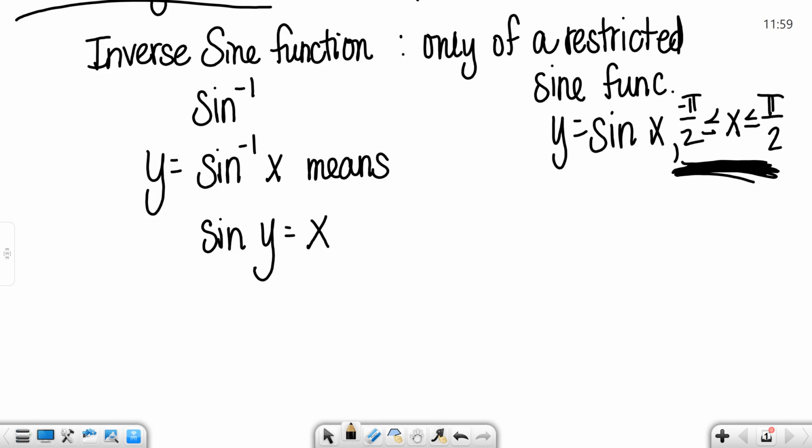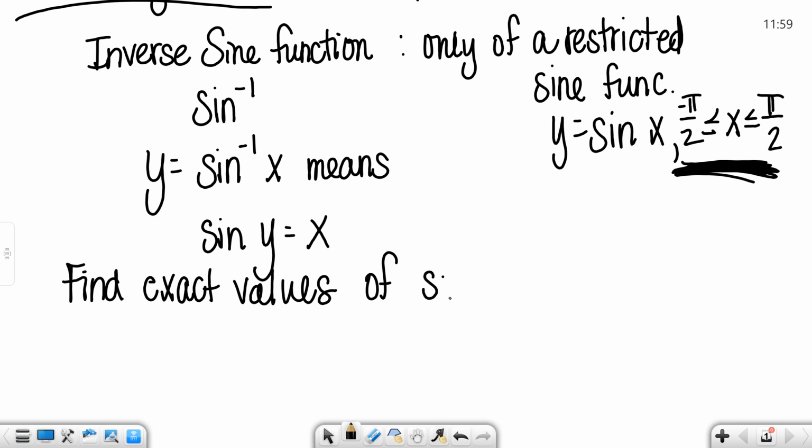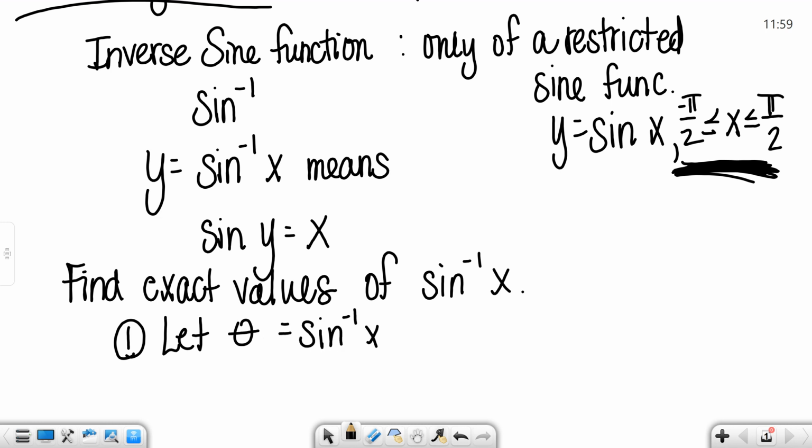So let's try that. Now, these are going to be exact values, and anytime the directions tell us exact values, our calculator really doesn't do much good. So when our directions say find exact values of the inverse sine of x, the first thing we're going to do is say, okay, I'm going to let theta equal the inverse sine of x.